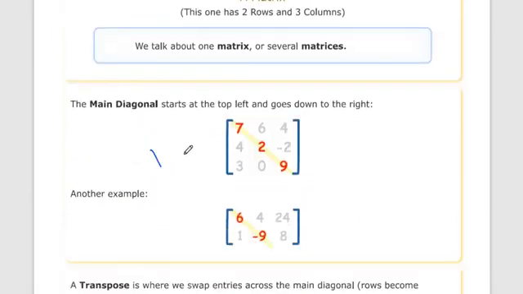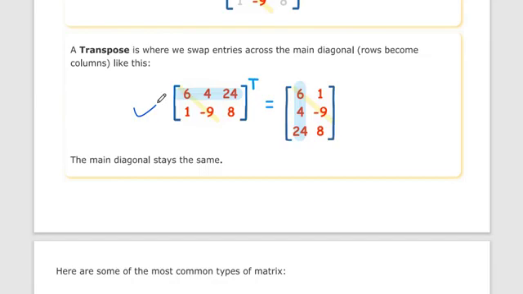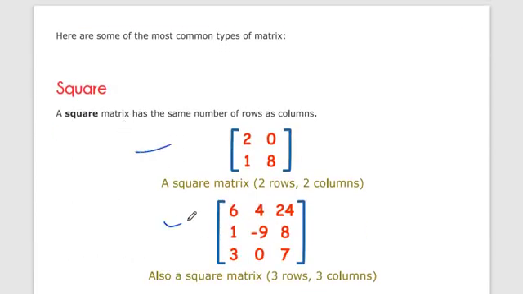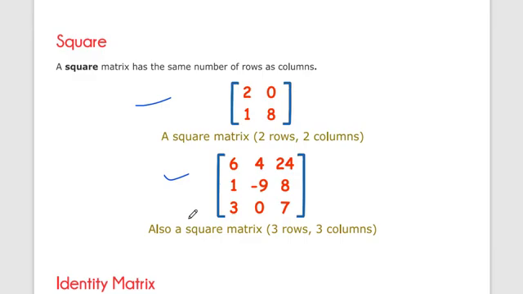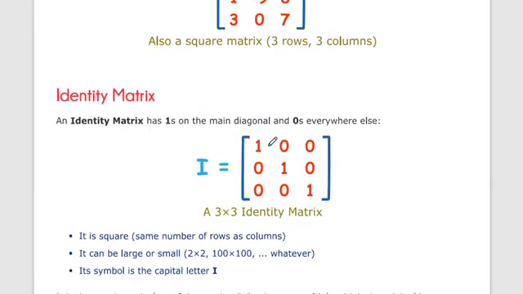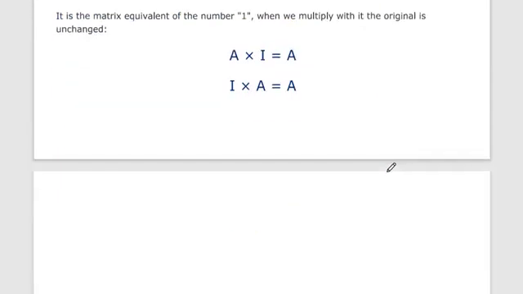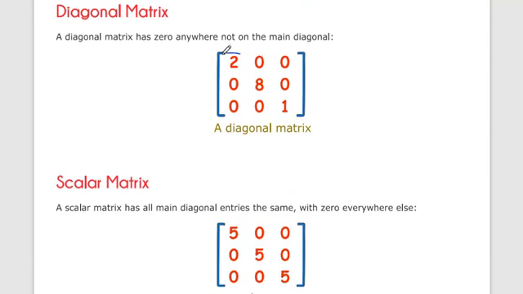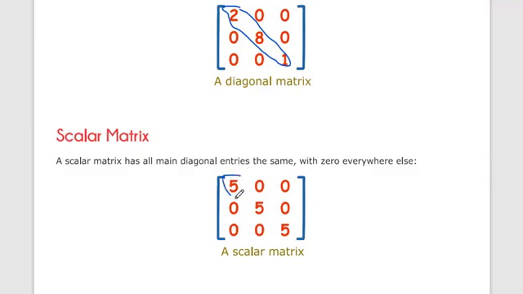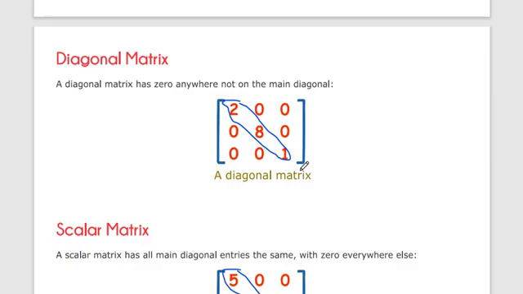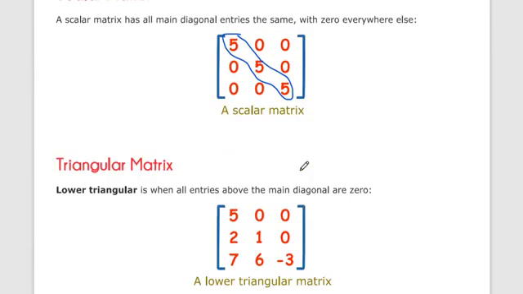Different types of matrix. This is the main diagonal. Transpose matrix. Square matrix, like 2 by 2 or 3 by 3, which has the number of rows and the number of columns the same. Identity matrix has diagonal elements all 1 and all others 0. An identity matrix is always a square matrix. Diagonal matrix has values on the diagonal but other values are 0. Scalar matrix has the same value on the diagonal. Do not confuse identity, diagonal and scalar matrices.